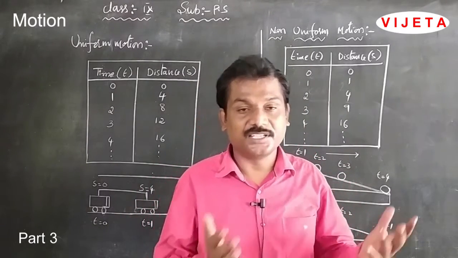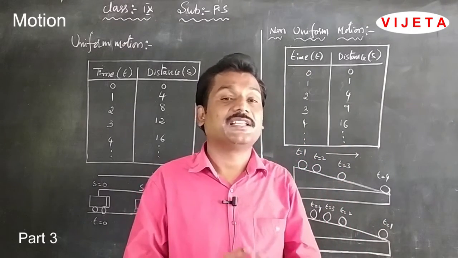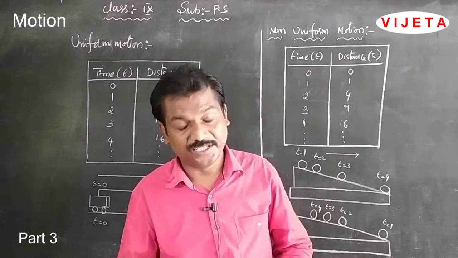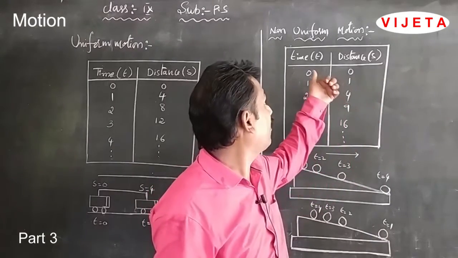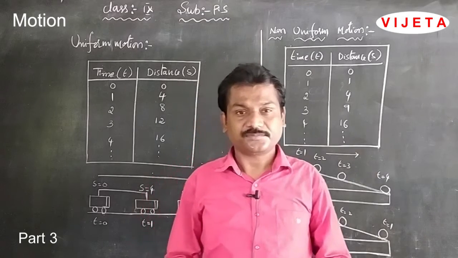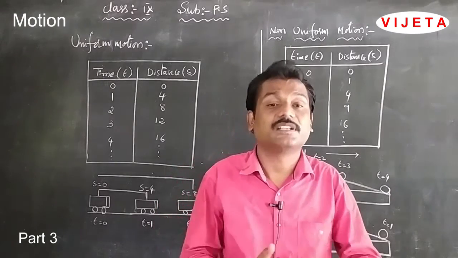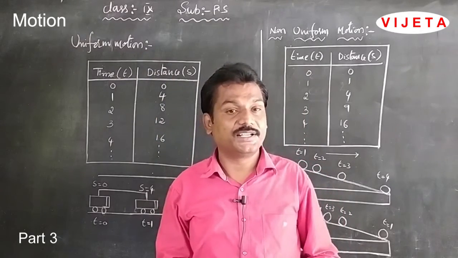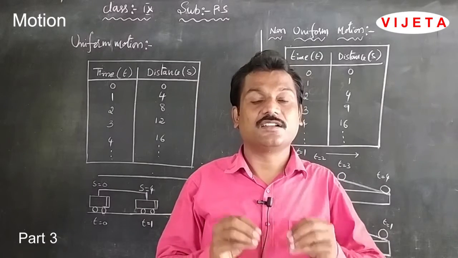If a body is traveling with the same change in velocity in equal intervals of time, then the body is traveling with constant acceleration. So, here we have studied what is meant by uniform motion and what is meant by non-uniform motion. Once again I will repeat what is meant by uniform motion. A body which is traveling equal distances in equal intervals of time is said to be traveling with uniform motion. Students, in a uniform motion, the velocity of the body is constant.